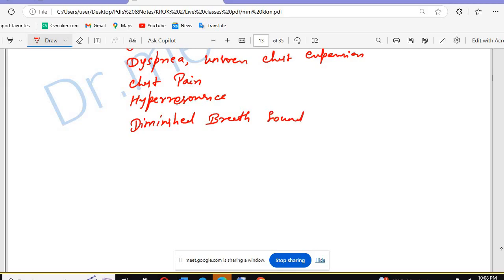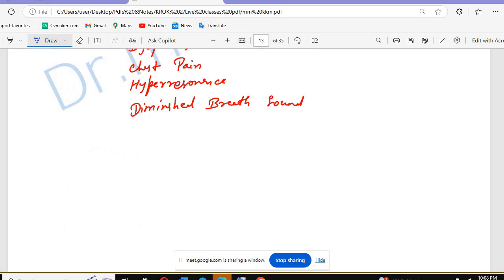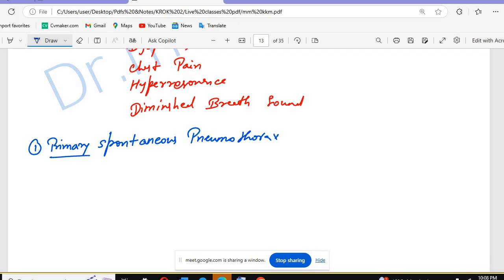Okay. Now see, this pneumothorax can be primary, which we also call spontaneous. Primary spontaneous, or secondary spontaneous, or it can be traumatic, or it can be tension pneumothorax. The first one we have is primary spontaneous pneumothorax. All these are from your question. I am not telling anything extra.